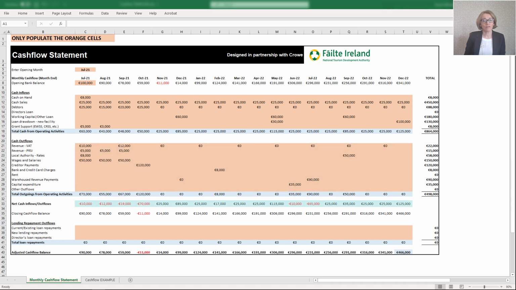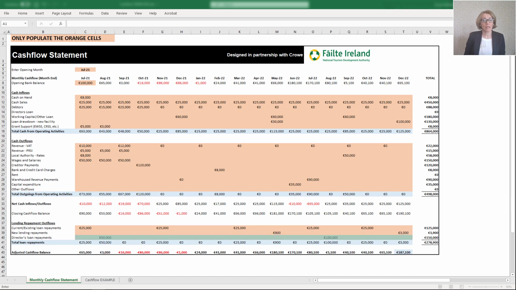The net cash inflow or outflow from operating activities does not include the opening bank balance. The closing cash flow balance shown here is before debt service. We have included 3 inputs for debt service. 1. Enter your existing loan payments. 2. Any new facility or loan that you have secured which may have different payment terms to your existing facility. And 3. Any repayments of directors' loans.